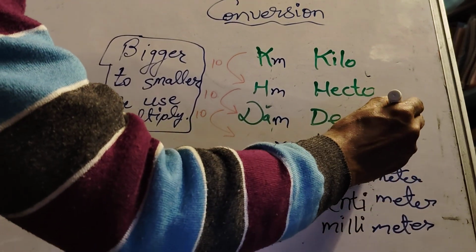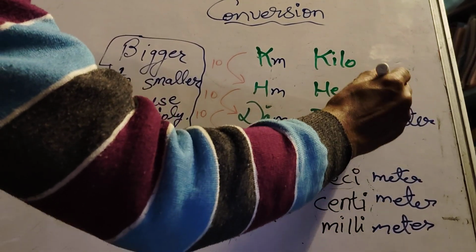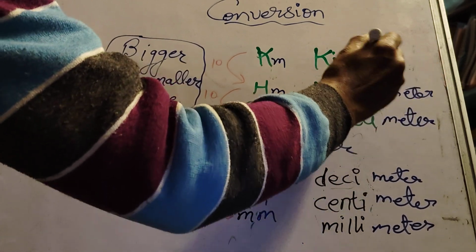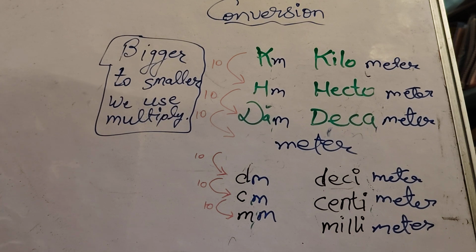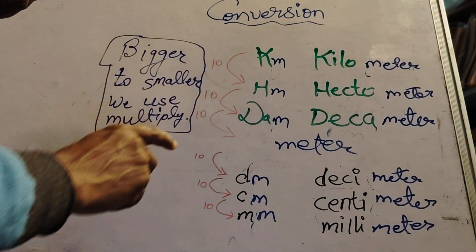So what is the spelling of meter? M-E-T-E-R or M-E-T-R-E? I think it depends on British English and US English. Both are the same; one is used in British English and the other in US English.